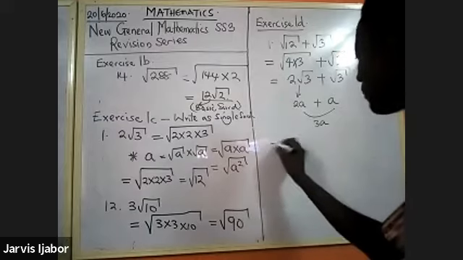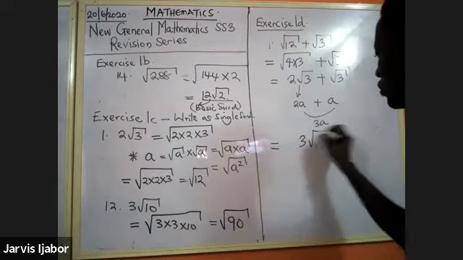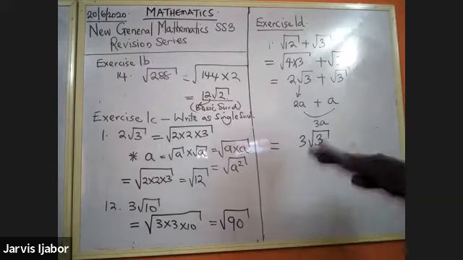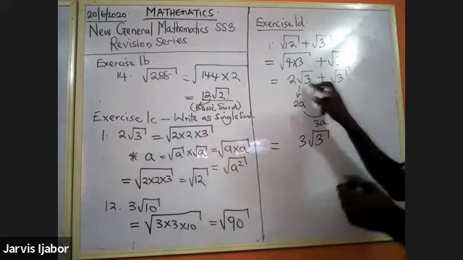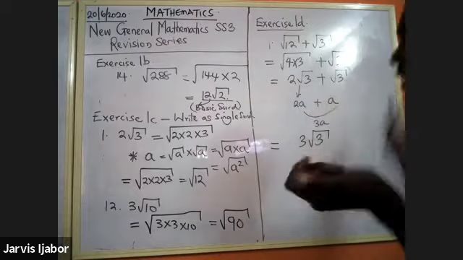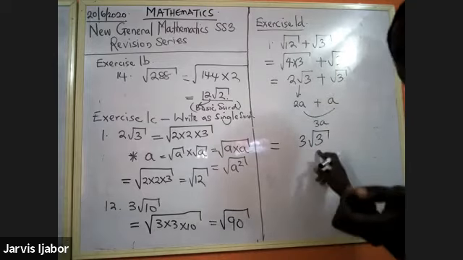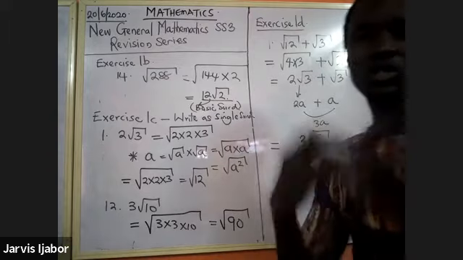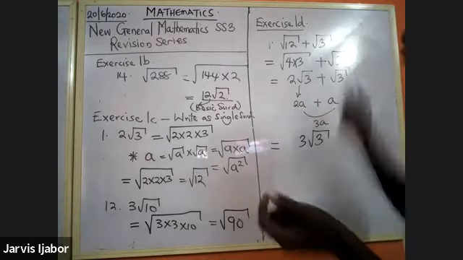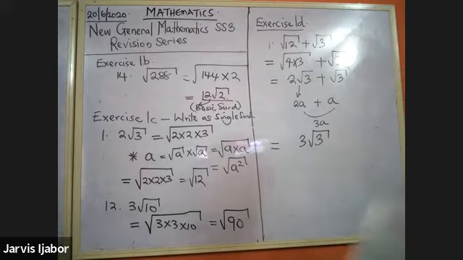So let's go back. 2 plus 1 is 3, so this will be 3 root 3. I've done that to try to calm you down, because sometimes when students see this, they are like, what is this thing saying? No, this is 2a, this is a. 2a plus a is 3a. So the answer will be 3 root 3. Apply your knowledge of substitutions. I've made a substitution of using a to represent root 3. Right, so that's for number one.